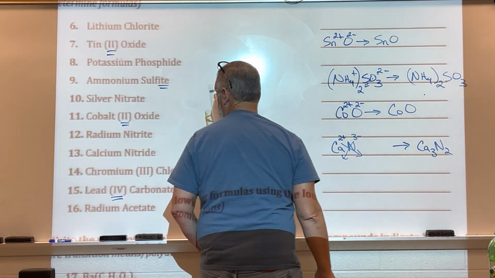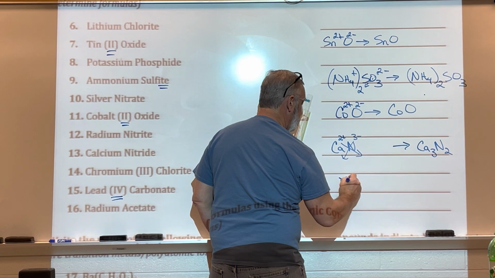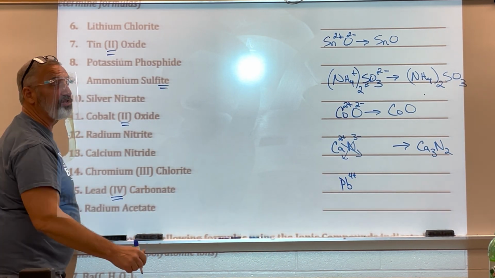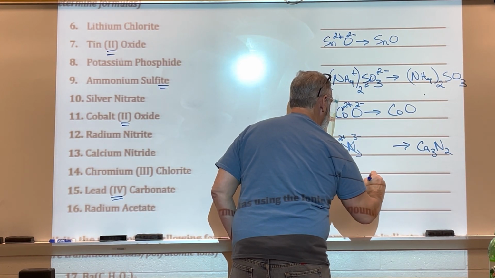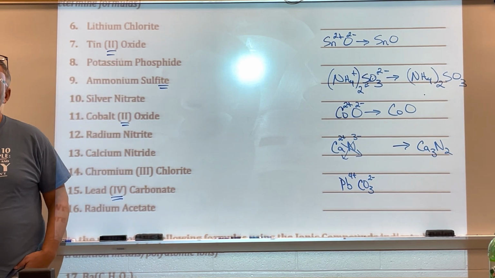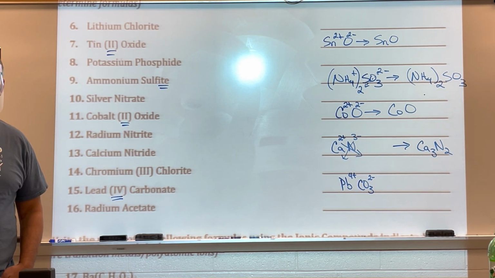What's the symbol for lead? Pb, and it's 4 plus. Carbonate, you look on your sheet and you see that carbonate is CO3 2 minus. So do I need to crisscross on this one? You get 2 and 4, right? If you crisscross, is that correct? You have to simplify that.